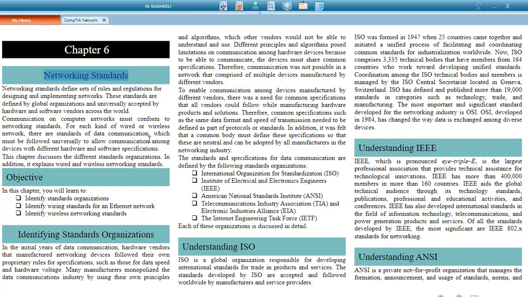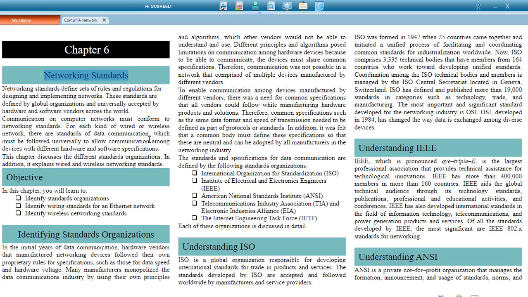This chapter discusses the different standards organizations. In addition, it explains wired and wireless networking standards. Objective. In this chapter, you will learn to identify standards organizations, identify wiring standards for an Ethernet network, and identify wireless networking standards. Identifying standards organizations.